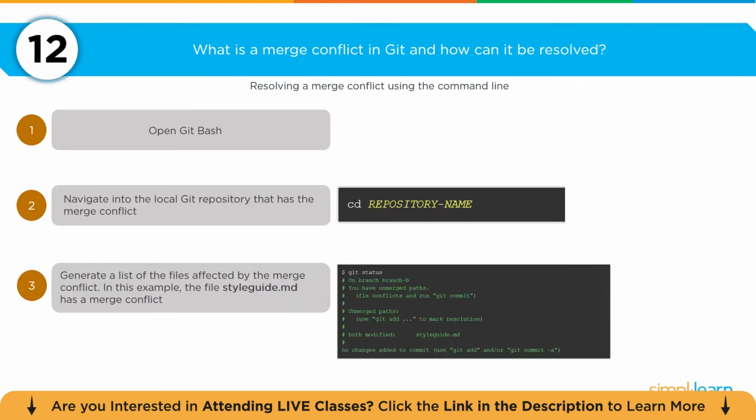So you can also do this through the command line, and with the command line you want to use Git Bash. As a first step, open up Git Bash and then navigate to the local Git repository in the command line using cd, change directory, and then list out the actual folder where you are putting all of your code. Then you want to generate a list of the files that are affected with the merge conflict. In this instance, you can see the file styleguide.md has a merge conflict in it.